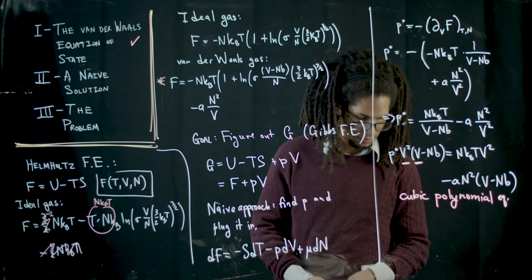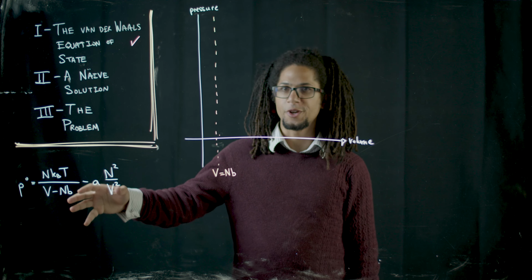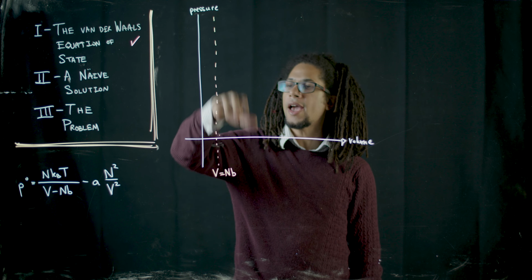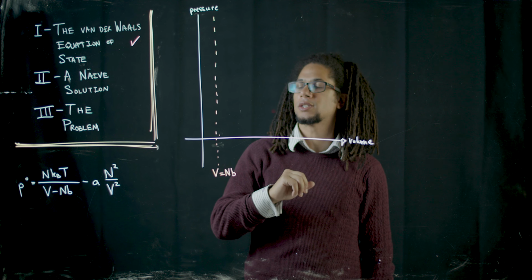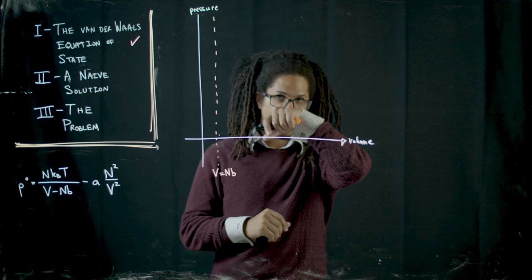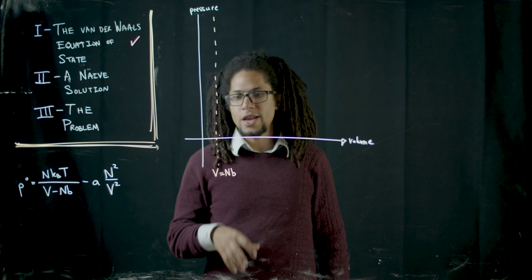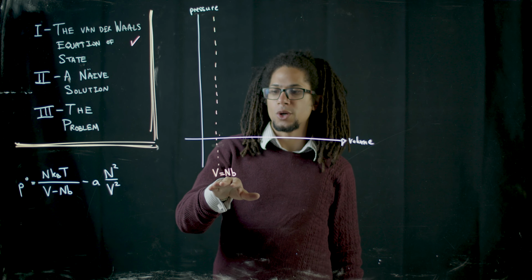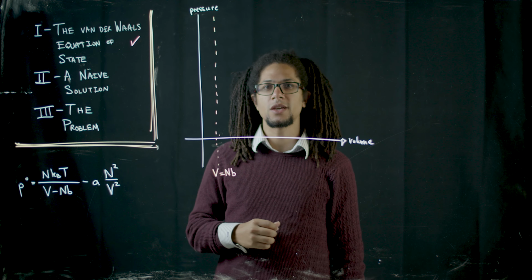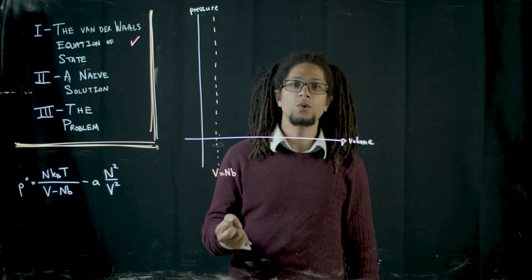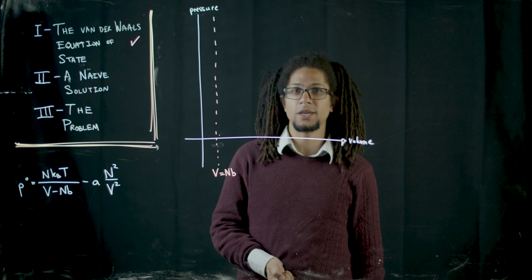Okay, I've copied our equation from the last board over here. And now we also have this figure that I'm in the process of constructing. We have volume on our x-axis, and we have pressure on our y-axis. And notice that I've put an asymptote at V equals NB. In fact, the state space for the van der Waals gas is only going to include states that have V greater than NB.